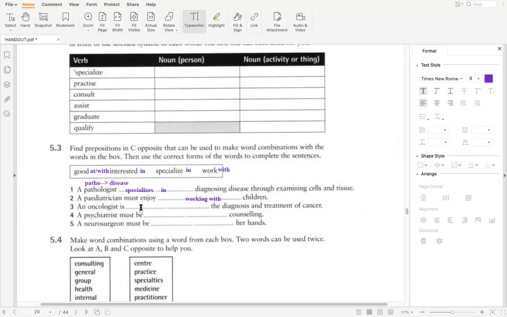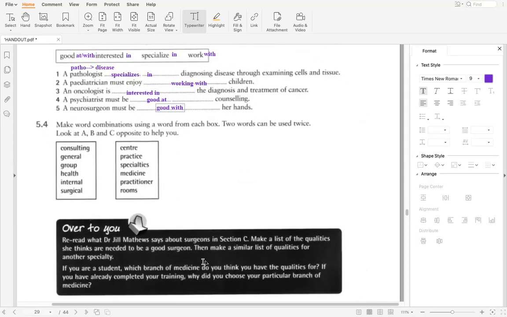An oncologist is blank the diagnosis and treatment of cancer. So an oncologist is interested in. A psychiatrist must be blank counseling. So must be good at. A neurosurgeon must be what? Her hands must be good with her hand.